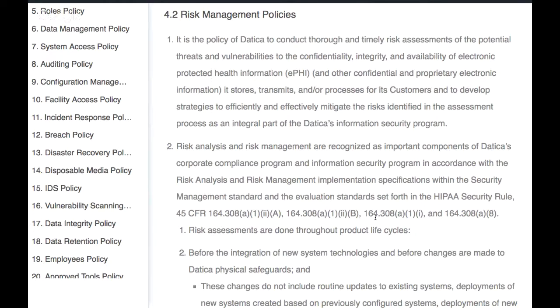So I think the risk management policy basically covers the policy that tells how thorough and timely risk assessments will be done. Risk assessments of potential threats and vulnerabilities to the confidentiality.